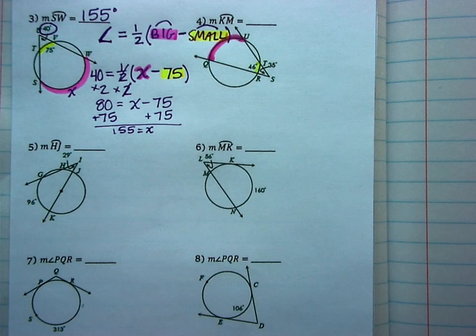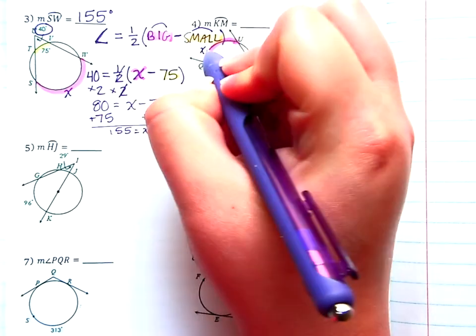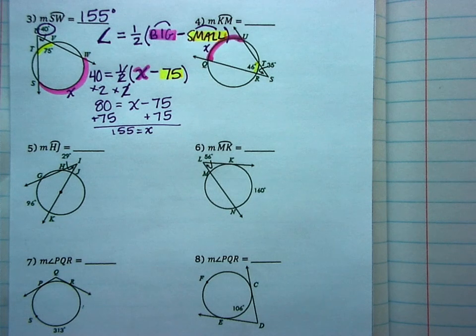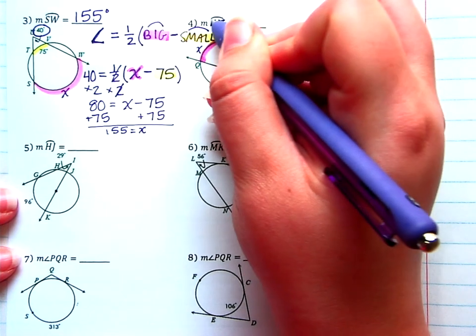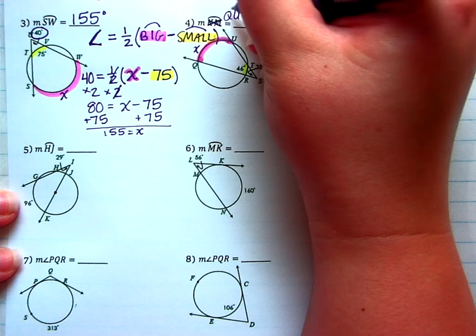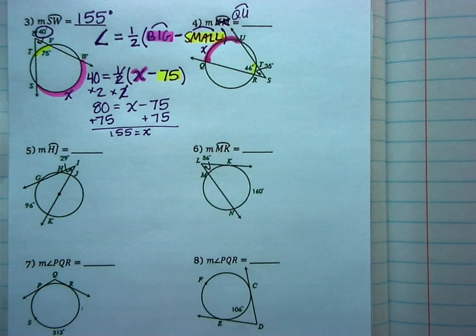So number 4, you're going to solve it in a similar fashion. You need to figure out the measure. Oh man, there's a typo. I'll edit it before I post it. So this should be QU or QU. Hopefully I remember to edit it. If I didn't, fix it. Okay. That's solving for the big arc.